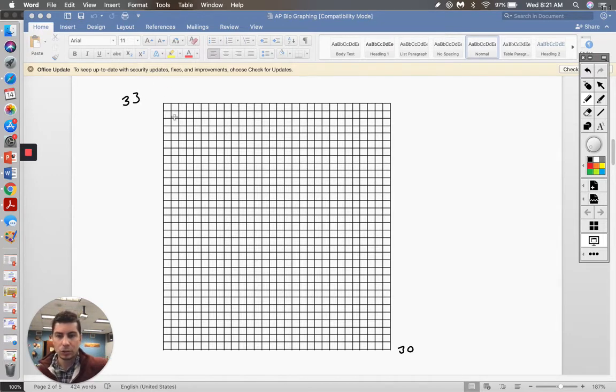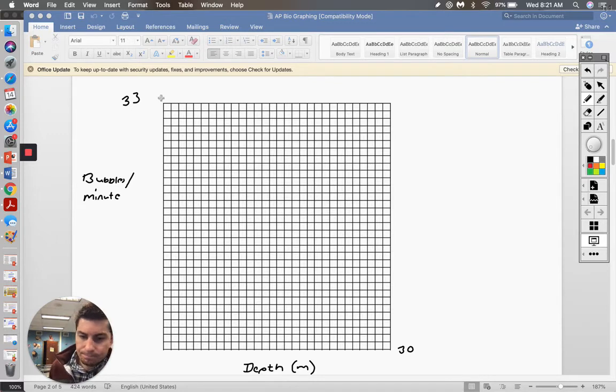Okay, so let's determine what we are going to put on each of our axes. Our independent variable is depth, so we're going to put that on our x-axis. And in parentheses, I'm going to put an m for meters, so we know that depth is in meters. And on our y-axis, we're going to have bubbles per minute.